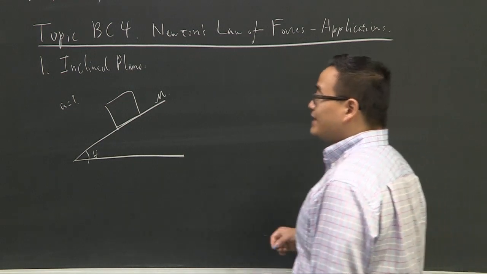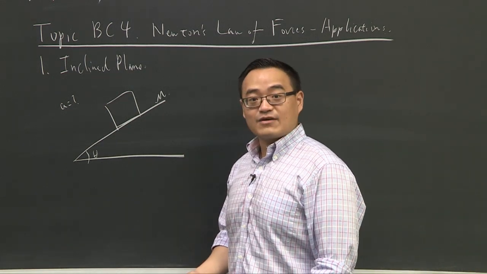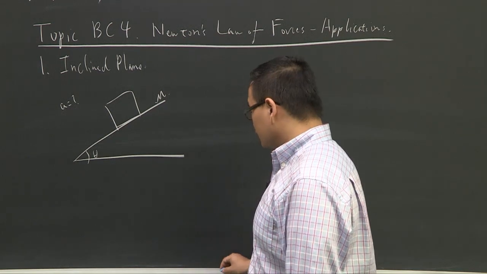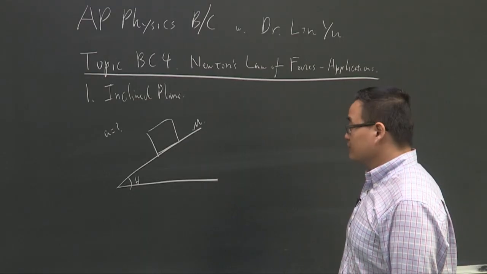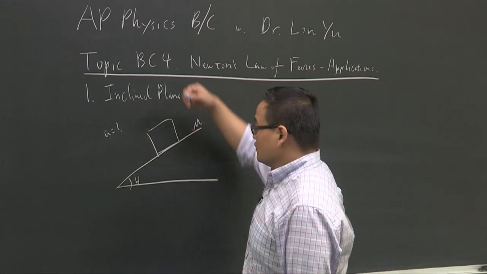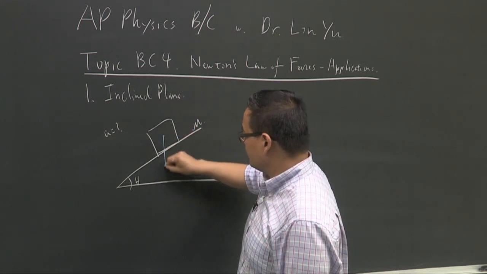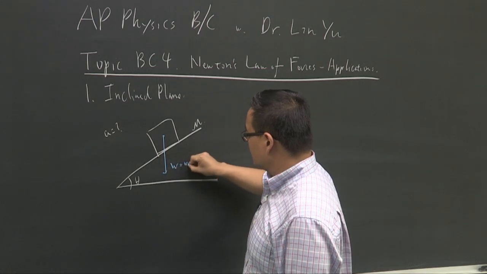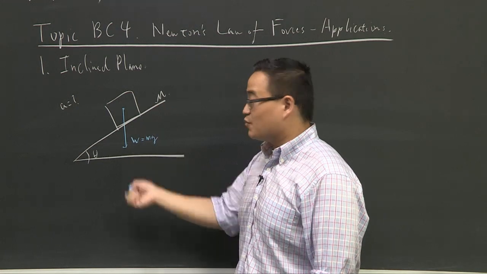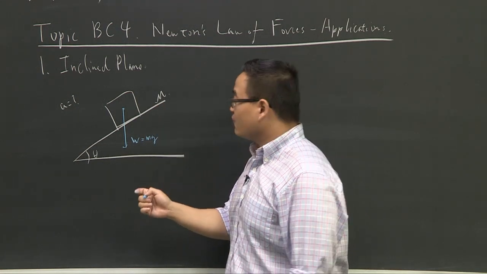Remember, when we encounter this problem with the free body diagram, what do we do first? We label all the forces. What are the forces acting on this object? First, I always like to start with weight. Weight is always there, and it's always pointing straight down. Second force, your normal force.